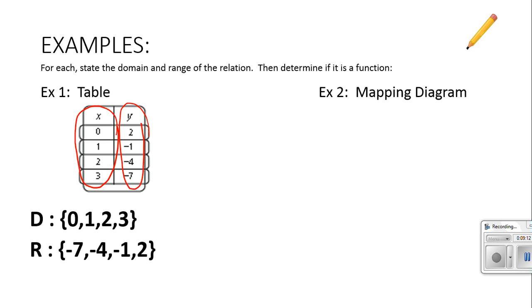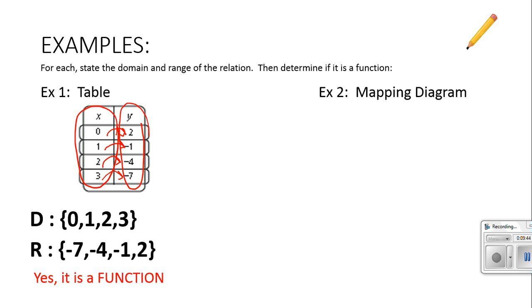Now let's determine if this is a function. 0 goes to 2. Does 0 go to anything else? No. 1 goes to -1. Does 1 go to anything else? No. 2 goes to -4. Does 2 go to anything else? No. 3 goes to -7, and there isn't another 3. So I would say that this is a function because every x value has exactly one y value.